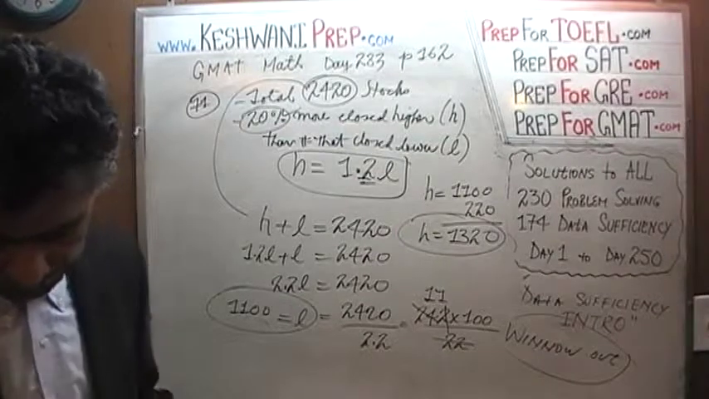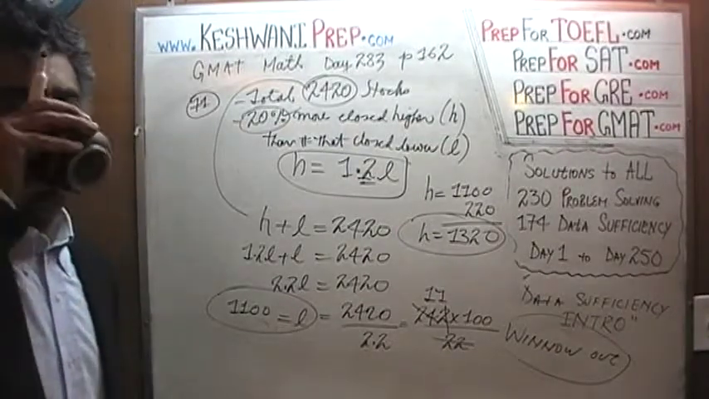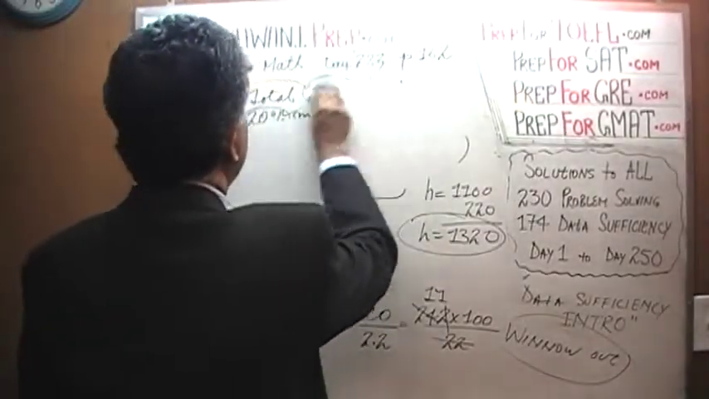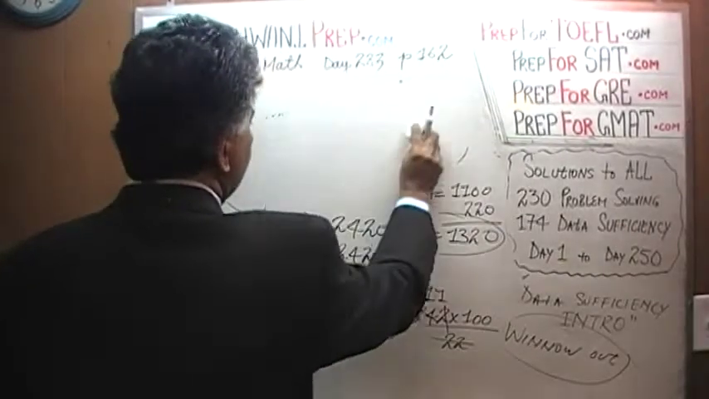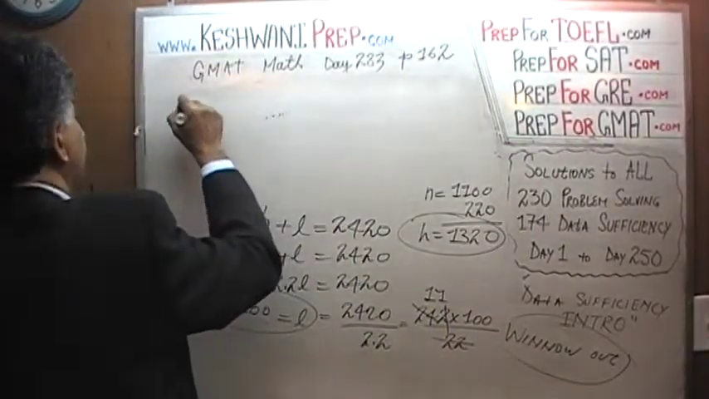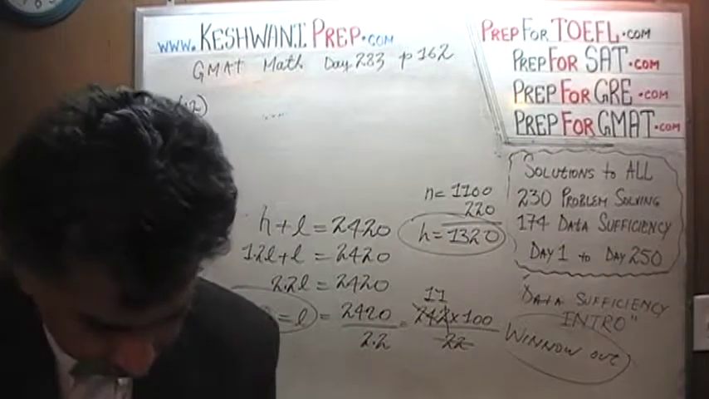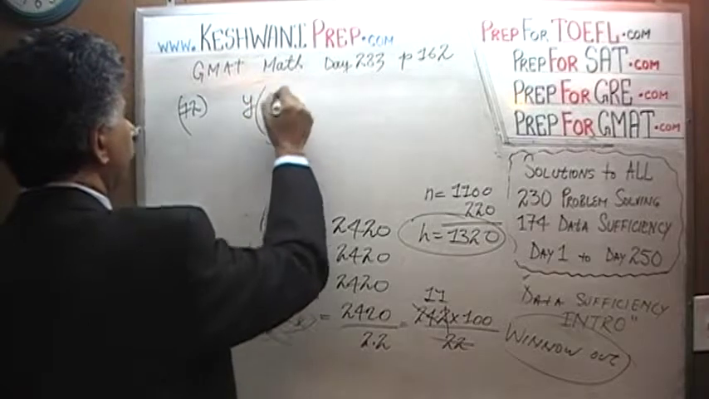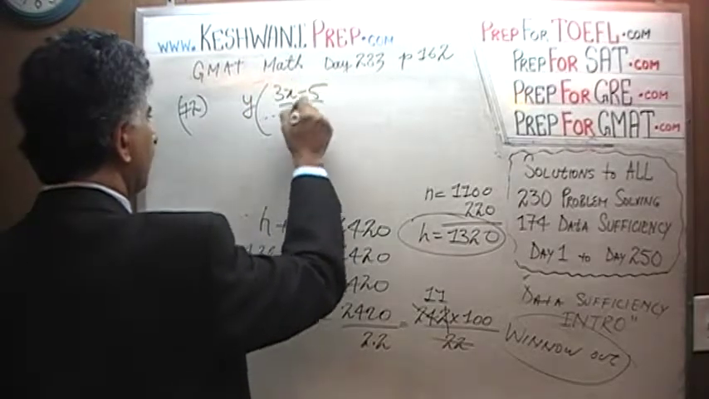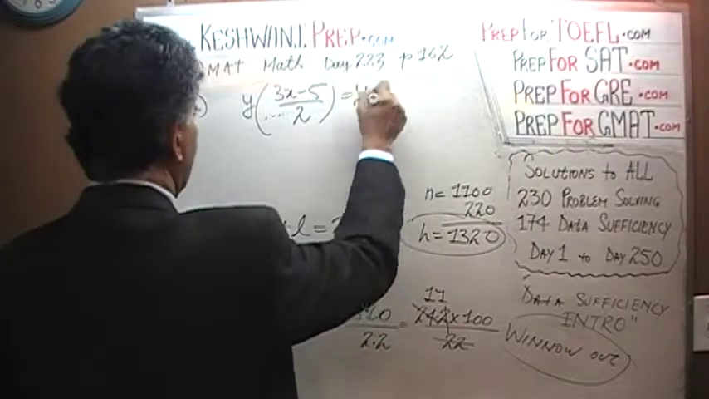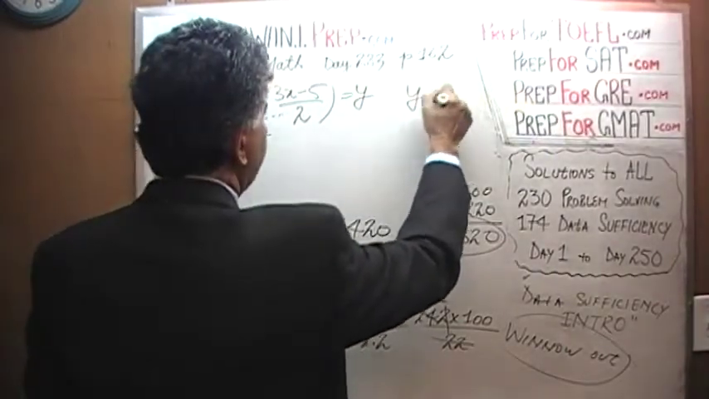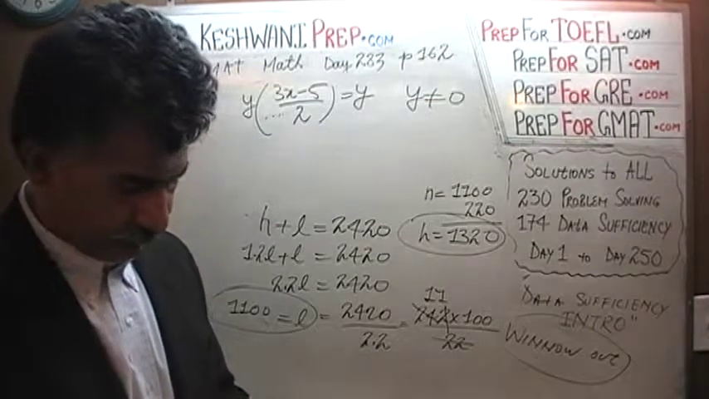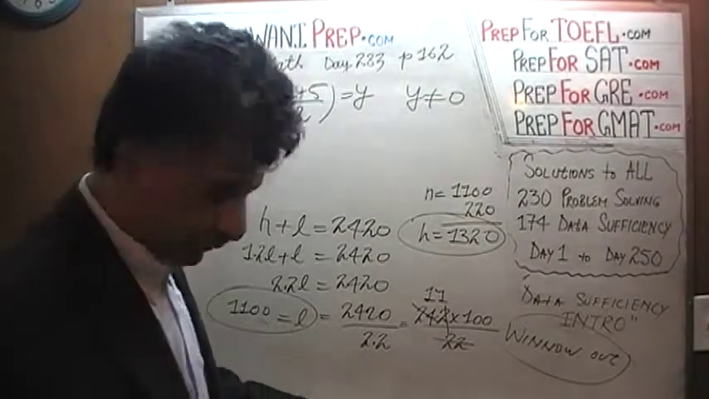Let's do the next one, shall we? Number 72. In number 72, we are told that y times (3x minus 5) over 2 equals y. We are also told that y does not equal 0. The question is, what's the value of x?